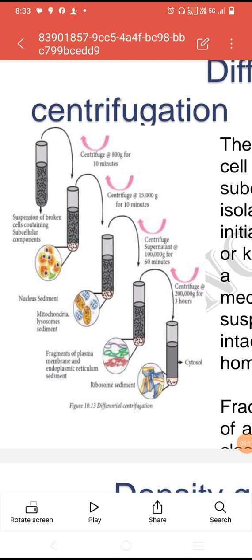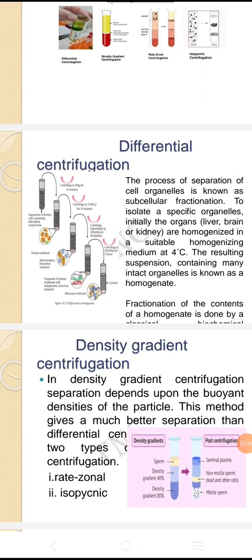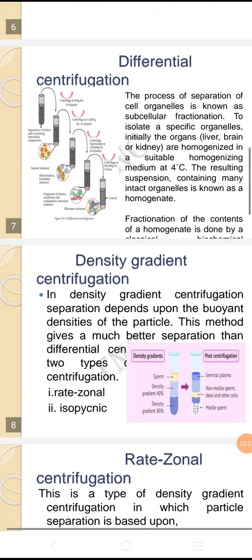Initially we have the suspension of broken cells containing subcellular components. The next fraction is the nuclear sediment and mitochondria. Cell organelles like mitochondria and lysosome sediments are separated out, and fragments of plasma membrane and endoplasmic reticulum sediments also separate out. Finally, the ribosome sediment also separates out. This is how differential centrifugation takes place.